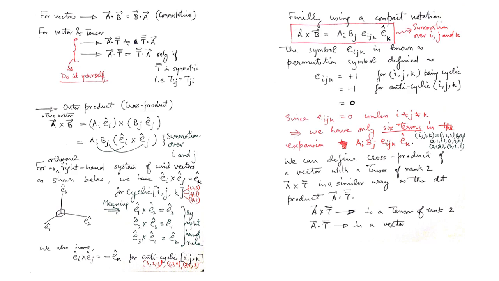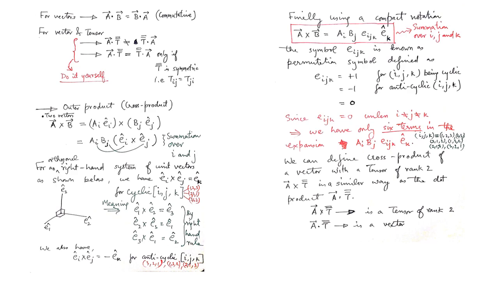What is a symmetric tensor? Now I've written it below. Tij is equal to Tji. That means the components behave in such a manner that Tij is equal to Tji. So it's like T12 is equal to T21 and T13 is equal to T31, things like that.